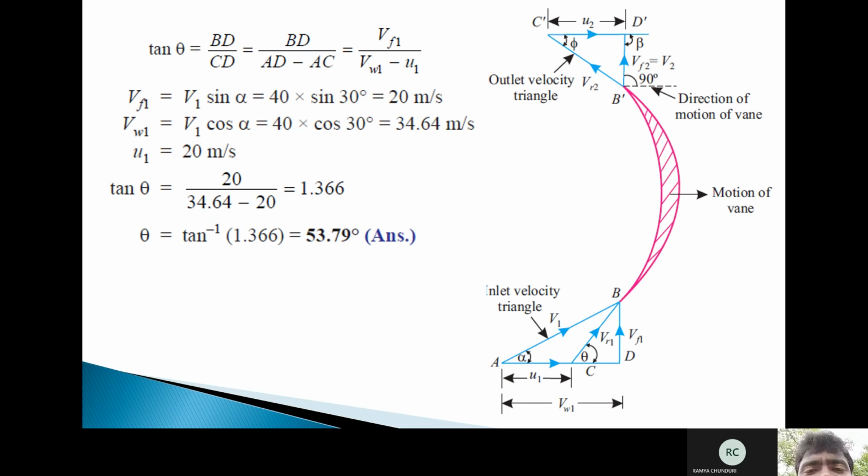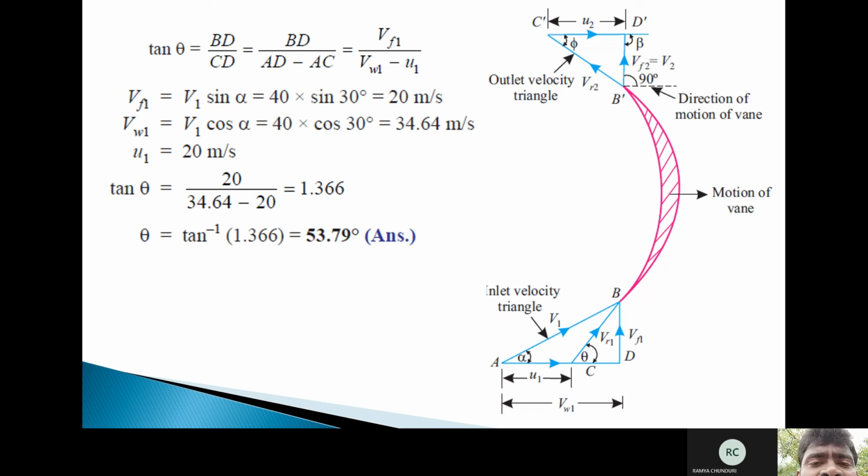In this diagram we have the inlet velocity triangle and the outlet velocity triangle. The outlet velocity triangle changes because beta equal to 90 degrees. Therefore, VF2 equal to V2. This is the diagram for the beta equal to 90 degrees condition. Now, theta means the inlet diagram. Tan theta equal to BD by CD, which means AD minus AC, that equal to VF1 by (VW1 minus U1).